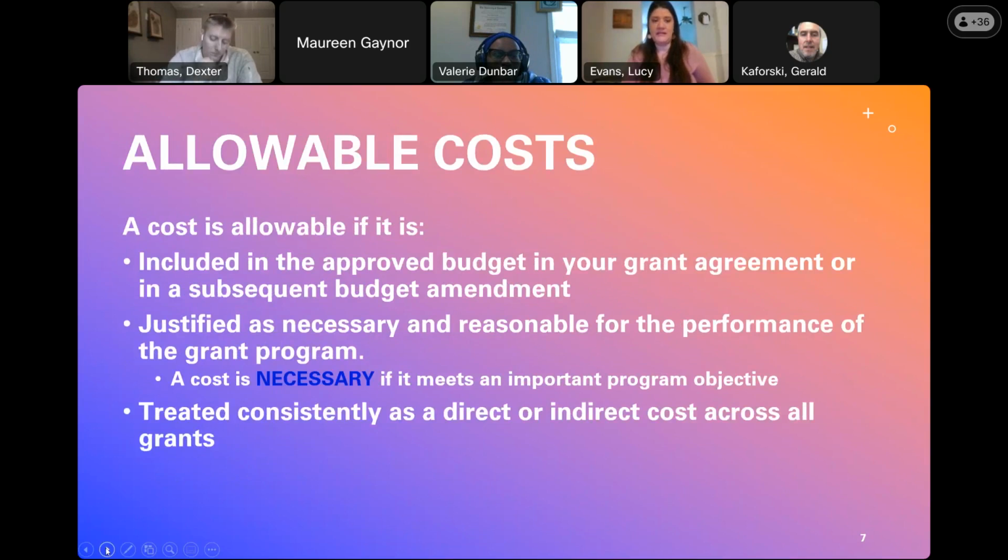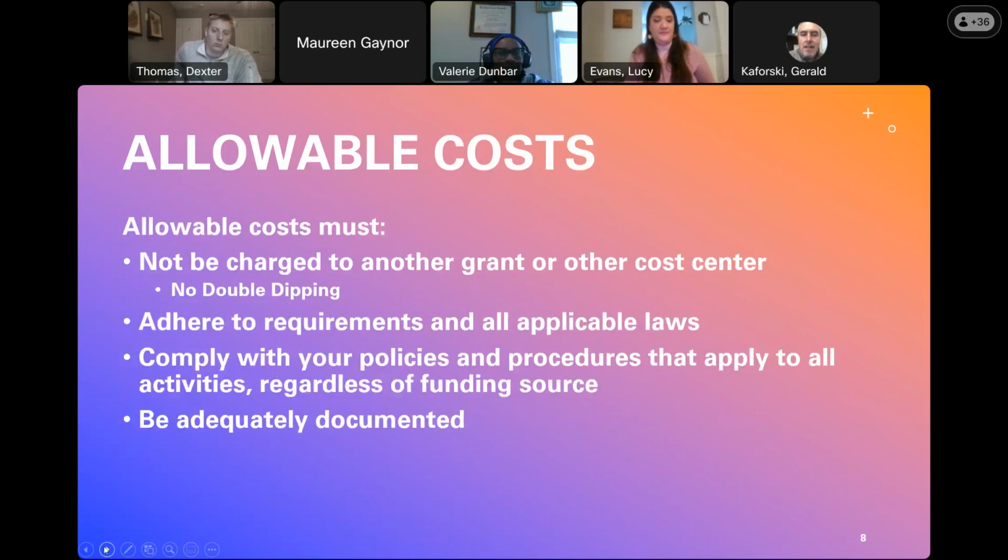A cost is allowable if it is included in the approved budget in your grant agreement or in a subsequent budget amendment. It's justified as necessary and reasonable for the performance of the grant program. A cost is necessary if it meets an important program objective. And a cost is allocable if it is treated consistently as a direct or indirect cost across all grants.